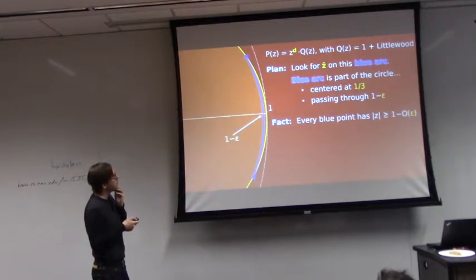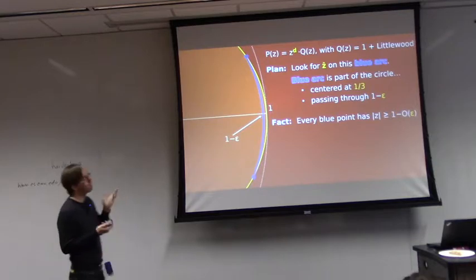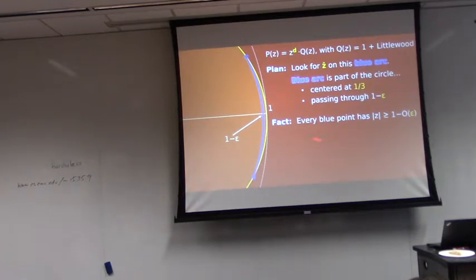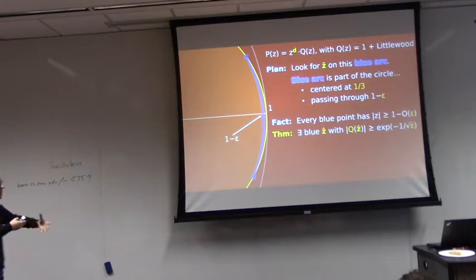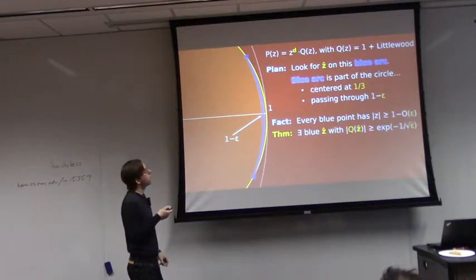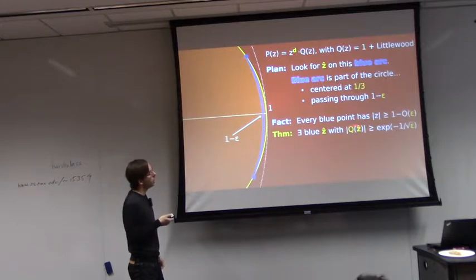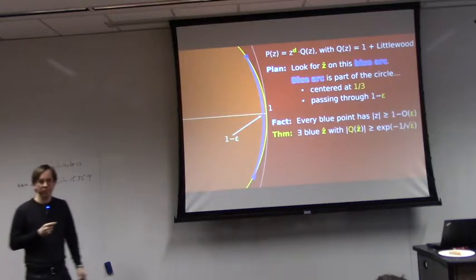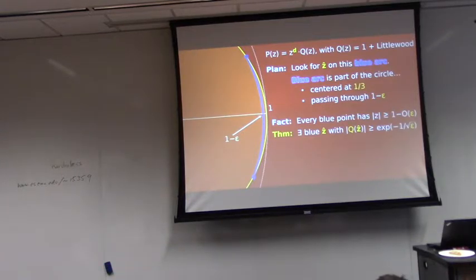Okay, so this point is 1 minus epsilon, but these are little tiny elementary calculations. All the points on the blue arc have magnitude at least 1 minus big O of epsilon. It's not hard to calculate with a little geometry. So our main theorem is going to be this one: when Q is a Littlewood polynomial with a constant coefficient that's not 0, there's some point on the blue arc where Q's magnitude is at least exponential in minus 1 over root epsilon. That's going to be our new theorem goal.